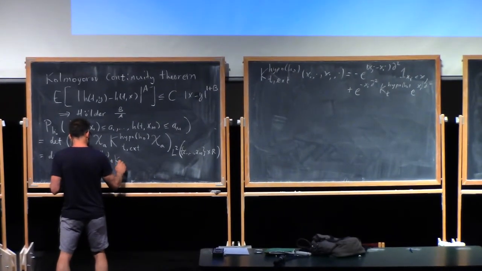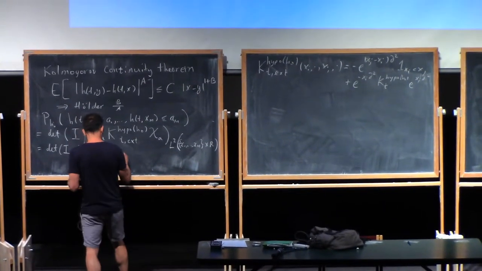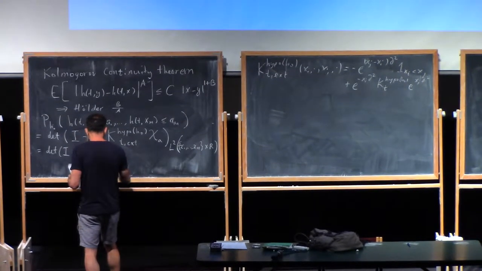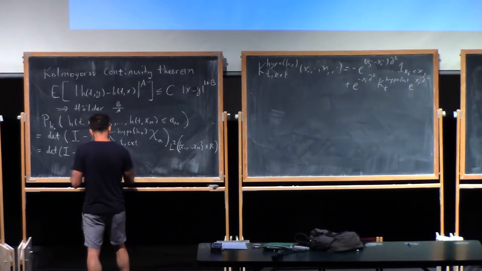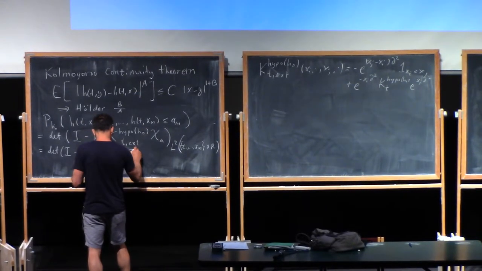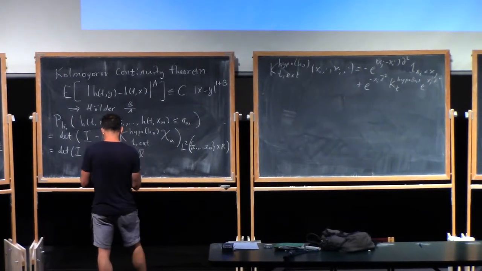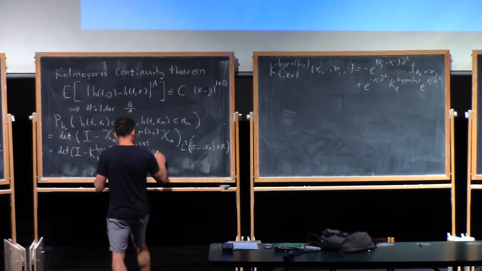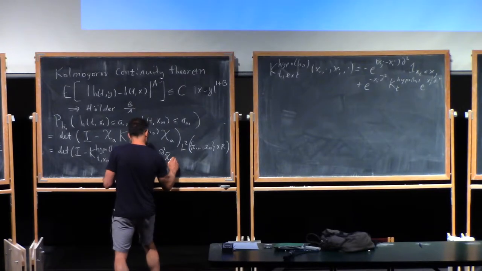Plus K. Plus, and now we have chi bar. Sorry, it's a little bit harder. e to the x_1 minus x_m d squared chi bar b_1.